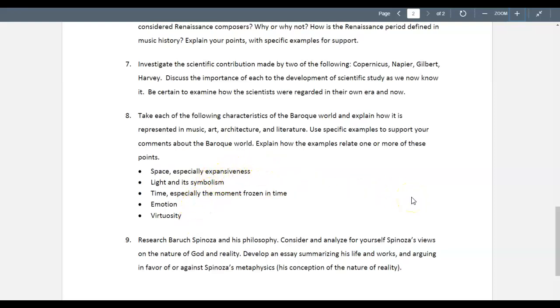So as you discuss the overall Baroque movement and what it represented and what it was, you'll then want to discuss specific examples of music, art, architecture, literature, and how each one of those examples covers some of this, not necessarily every one of these.